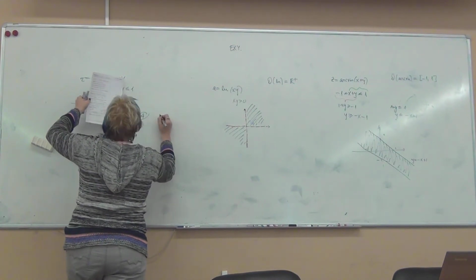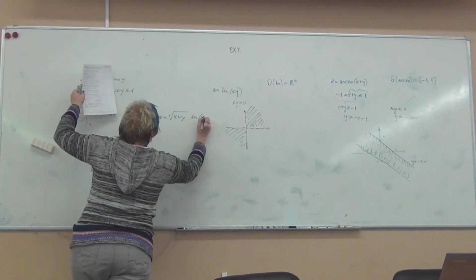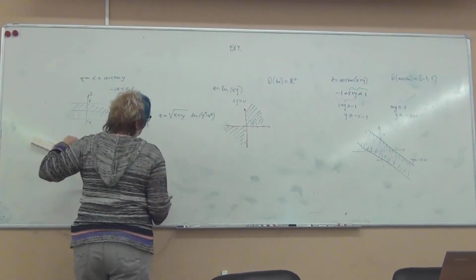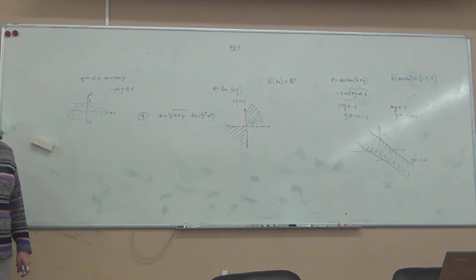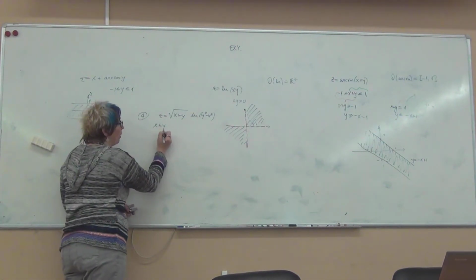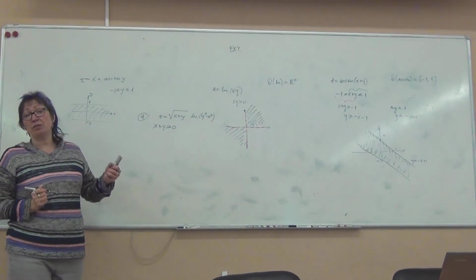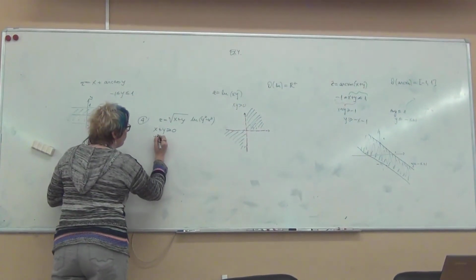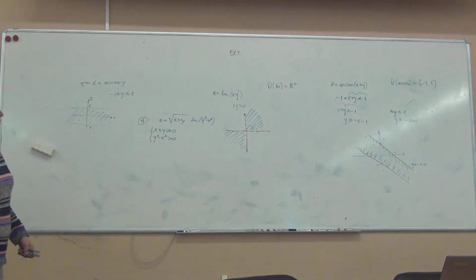Number 4. Z equals square root of x plus y times ln of y squared minus x squared. For the square root to exist, x plus y must be greater than or equal to 0. For the logarithm to exist, y squared minus x squared must be strictly positive. So now we have to solve this.